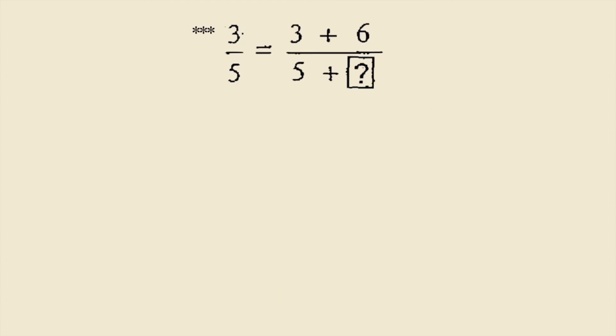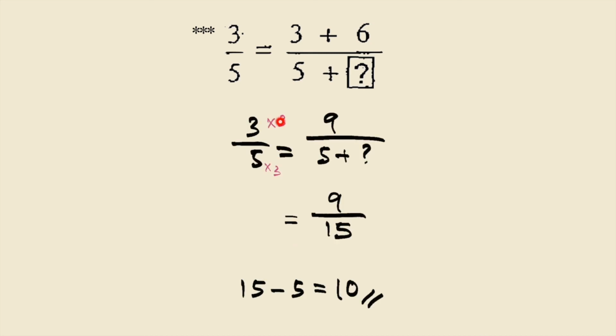And now a level 3 question. Okay, what do we have here? So we've got 3 over 5. Somehow this is expressed as 3 plus 6, which is 9, isn't it? Well, can we turn this numerator 3 to 9? We absolutely can. So we're going to times 3 top and bottom. That gets us 9 over 5 plus what?